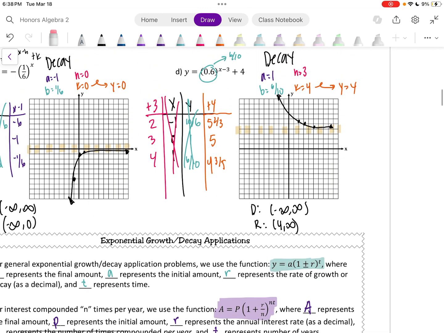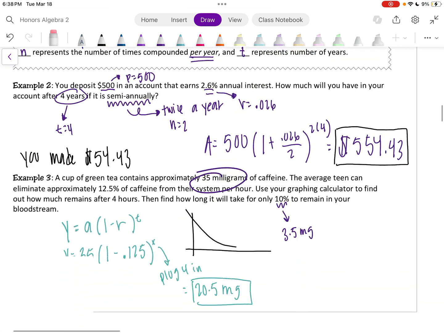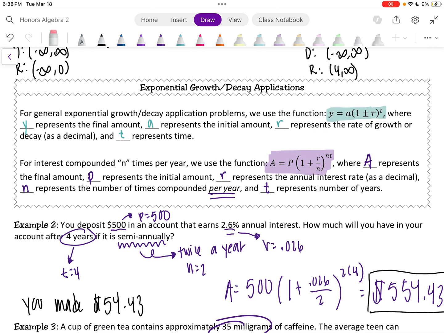Okay. Everyone's favorite is word problems. So 2 that we are going to work with in this section is y equals a times 1 plus or minus r to the t power, where y is your final amount, a is your initial amount that's given, r is representing your rate of growth or decay as a decimal. That is very important, as a decimal, not the percent, and t represents your time. So that is general growth or decay problems.